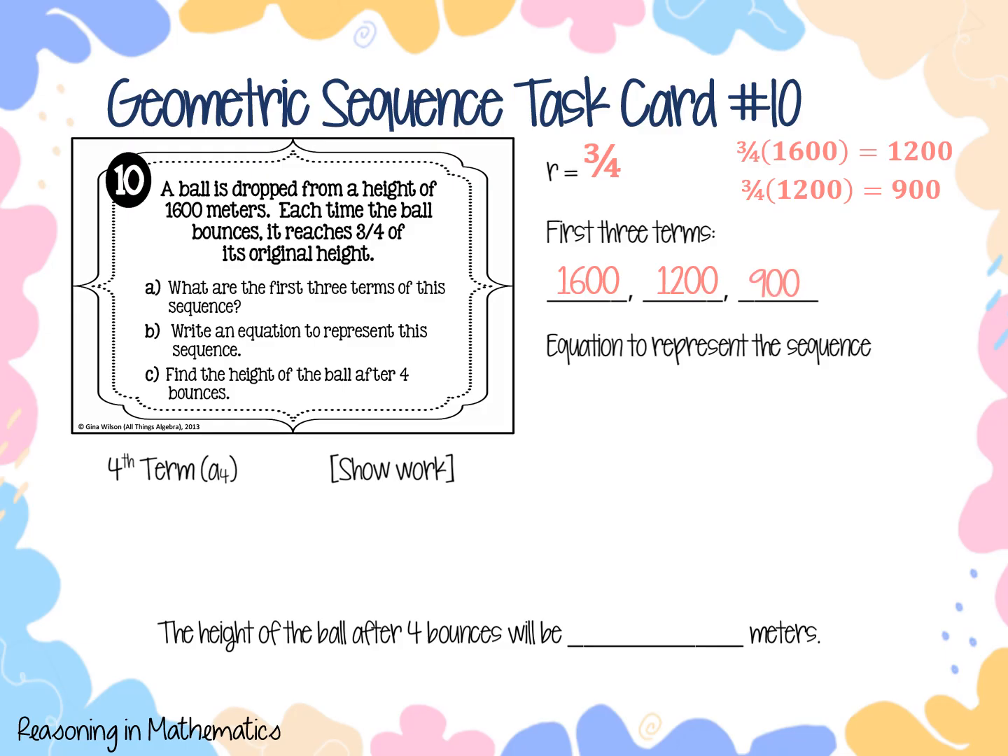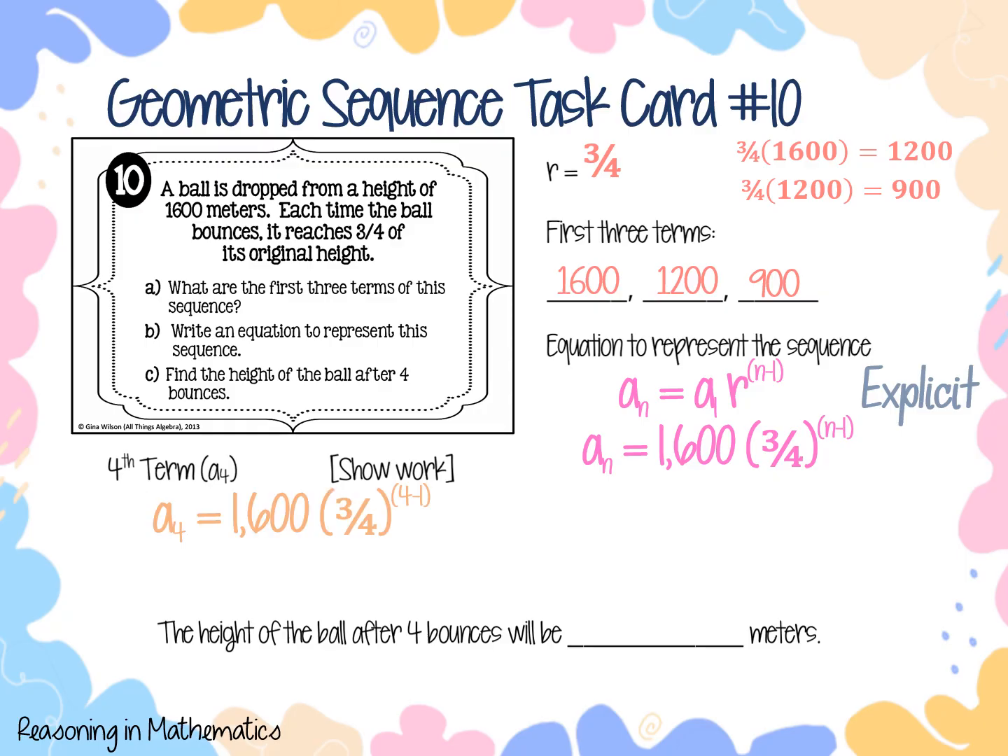We could just do it again to get the 4th term, but they also want an equation. So explicit formula, initial value 1,600, common ratio 3/4, 4th term, plug in a 4 in place of our n's, put it in our calculator. Calculate that, the exponent is going to be 3, and we get 675 meters.